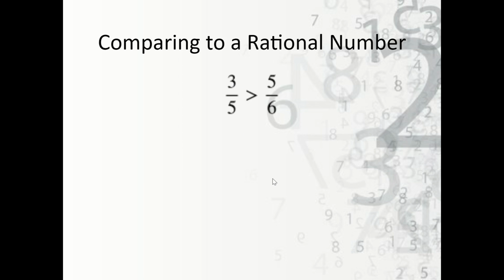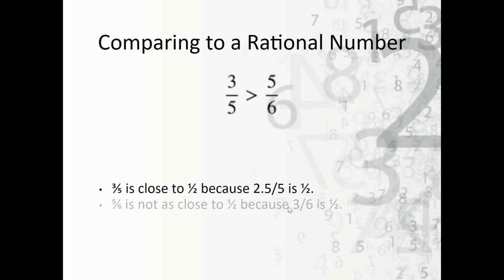Lastly, comparing it to some other rational number. 3/5 is close to 1/2 because 2.5 over 5 is equal to 1/2. 5/6 is not as close to 1/2 because 3/6 is 1/2. And we have 5/6, so we're much further away here, so we can see then that 5/6 must be bigger. So these are different strategies that you can use to compare rational numbers.